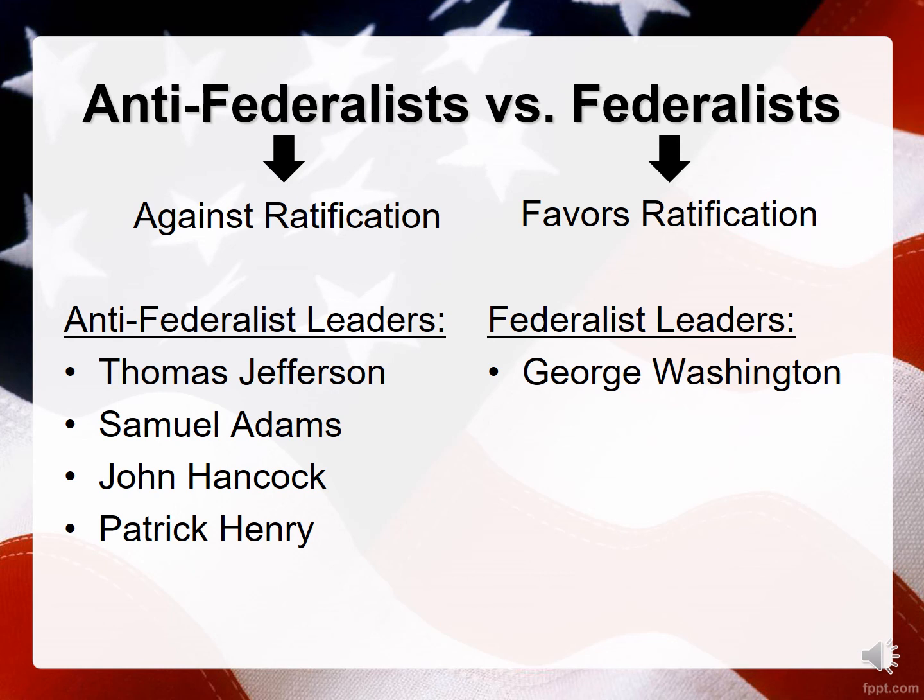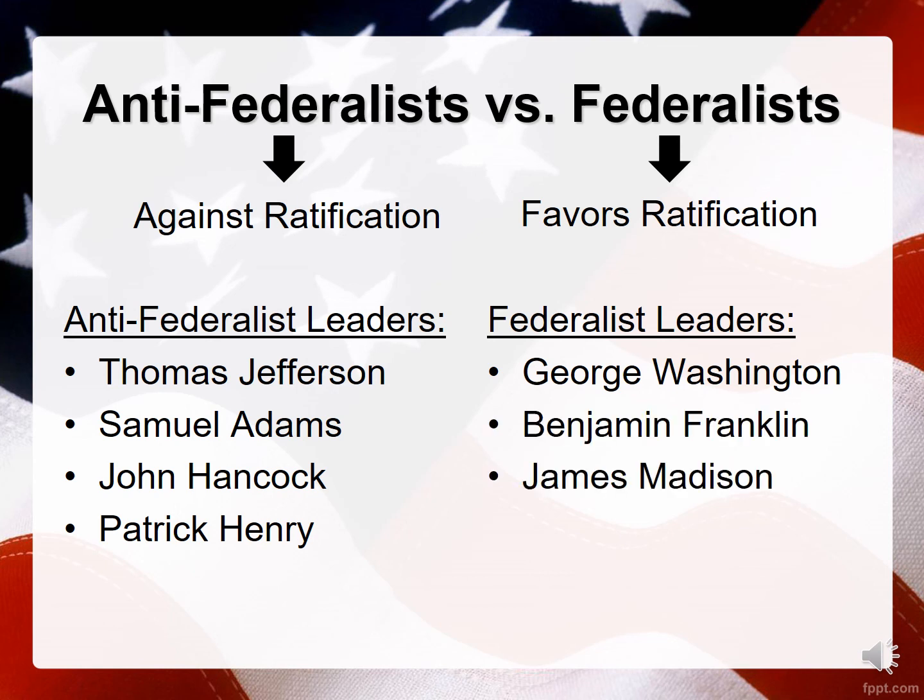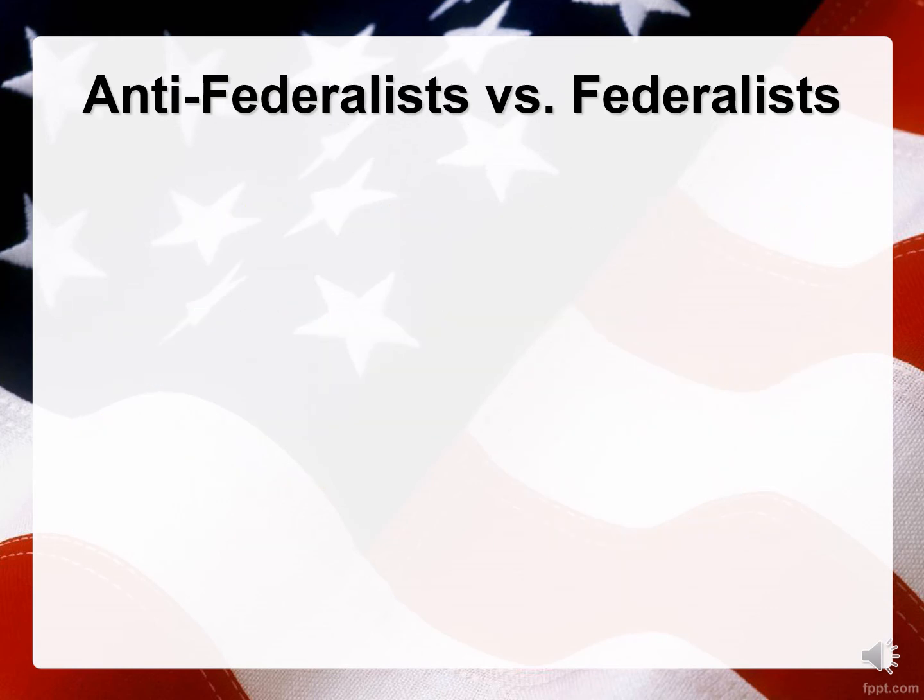But on the Federalist side, you had George Washington, Benjamin Franklin, James Madison, that we already talked about, Alexander Hamilton, and John Jay. And so again, this is a very strong group on both sides of the argument, both sides of this discussion about whether we ratify the Constitution or not.